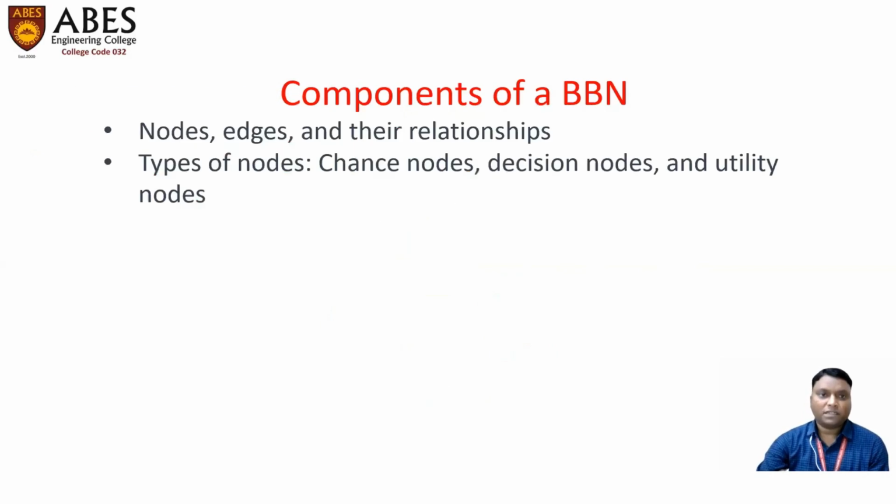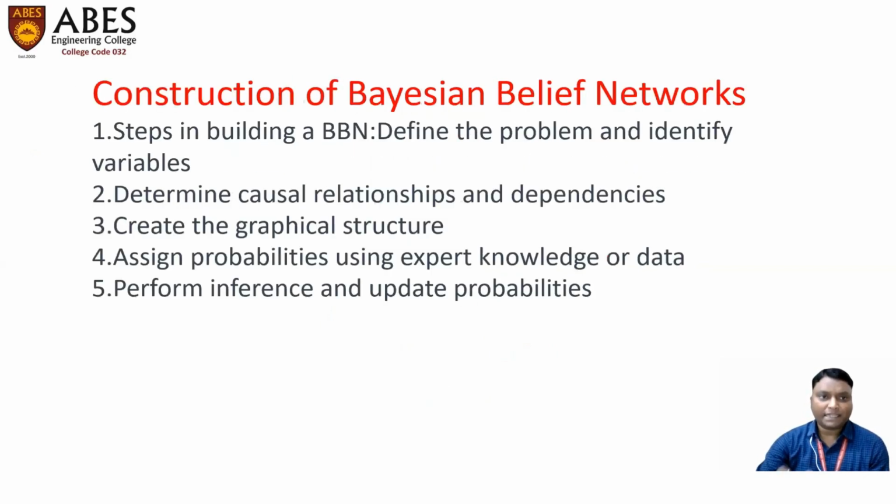Now we can take an example of a Bayesian belief network and understand how it actually works. But before moving towards the example, we must know the construction of a Bayesian belief network. So there are basically 5 steps.